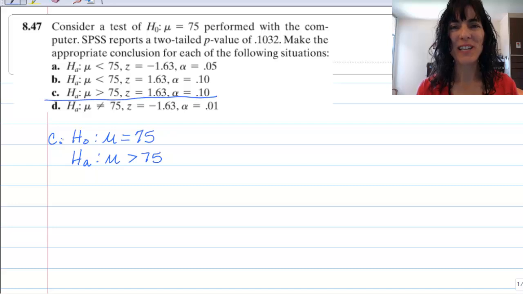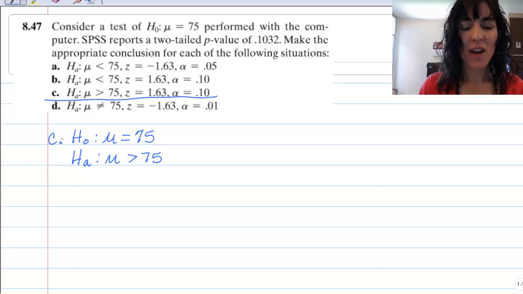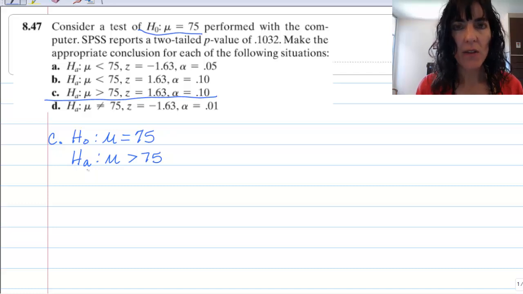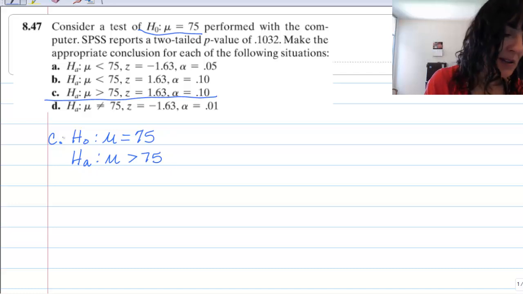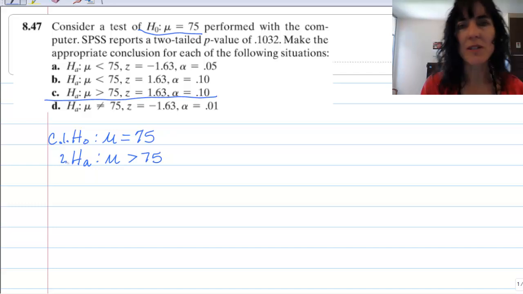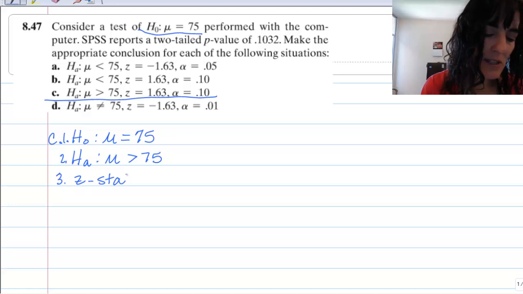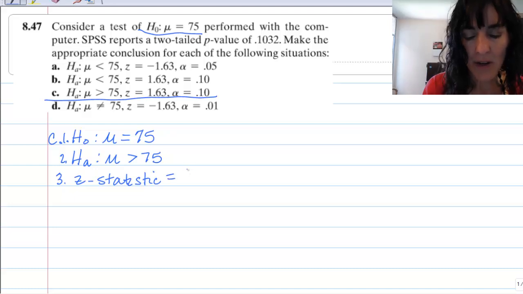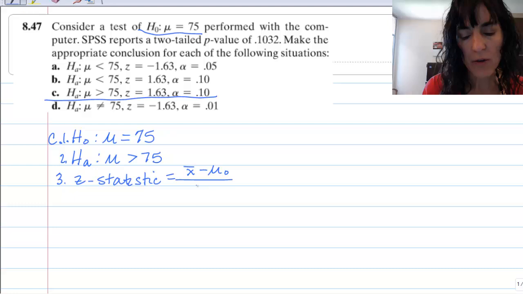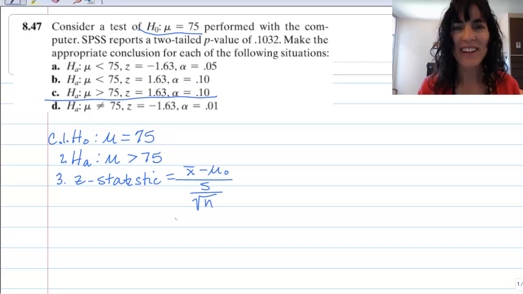Okay, let's see if we can finish out these problems that we were working on. I'm going to redo part C. We had the H naught from the problem, mu equals 75, and the alternate hypothesis is mu is greater than 75, and that's parts 1 and 2 of our 7-step process. Part 3 would be to identify that we're going to use the Z statistic, and that's going to be x bar minus mu naught over S over square root of n.